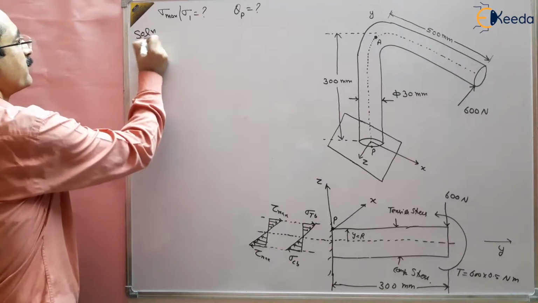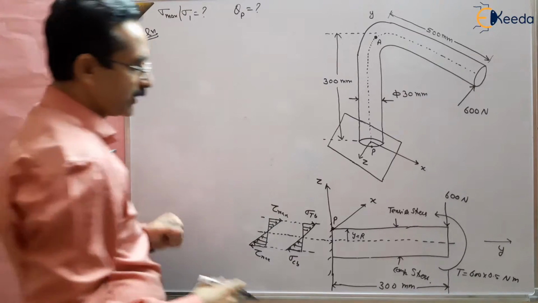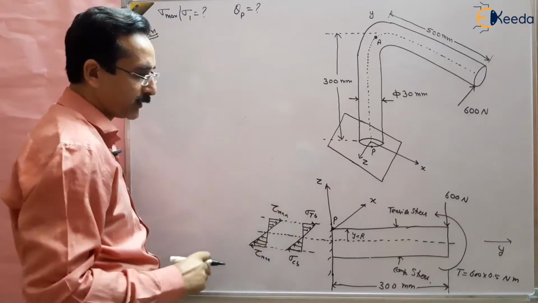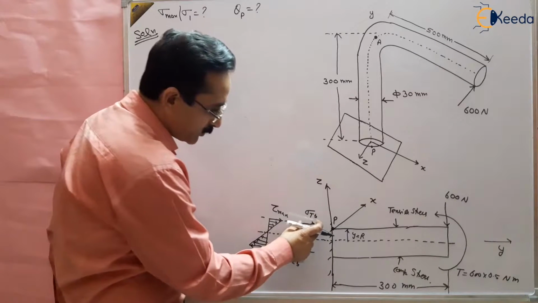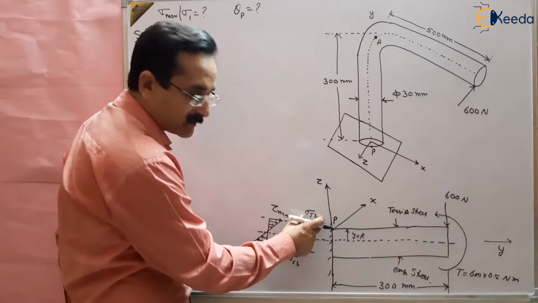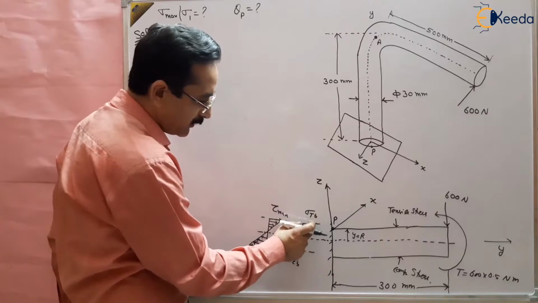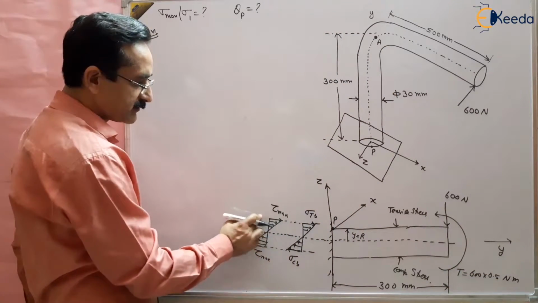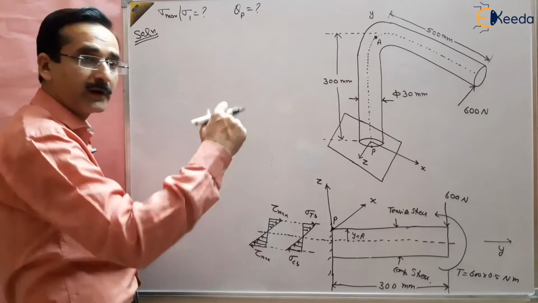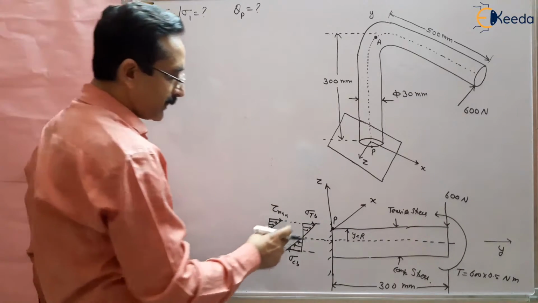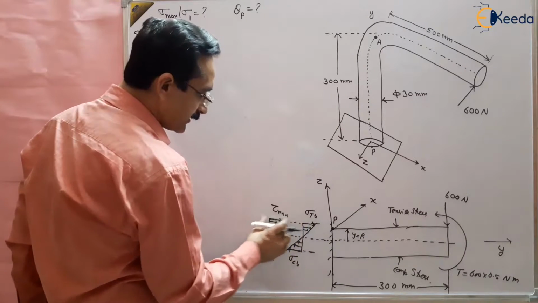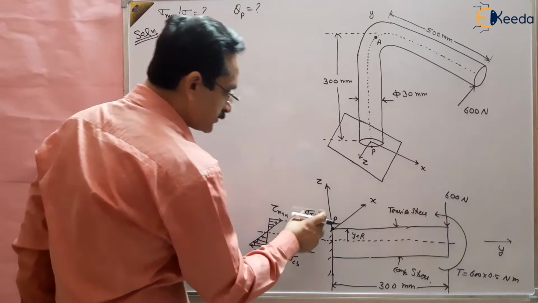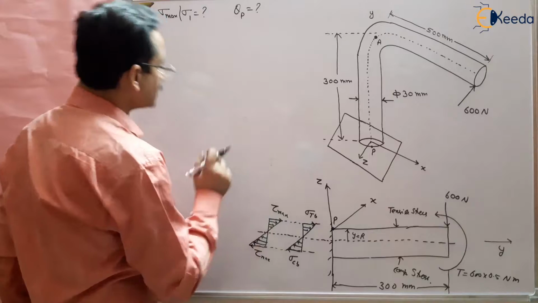For this, first find out the stress condition at point P. What is the stress condition at point P? At point P, there is a normal stress, which is the bending stress, tensile in nature, in the y direction. And also there is a shear stress, which is the maximum shear stress, which we have already found in the previous part of this question. So two stresses are there at this point P: one is the normal stress and one is the maximum shear stress.